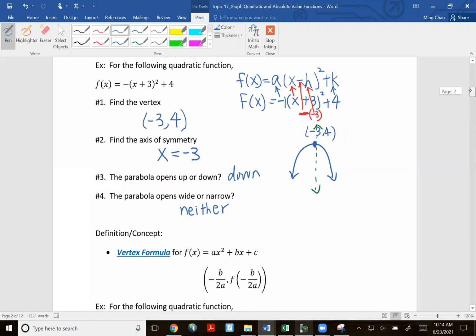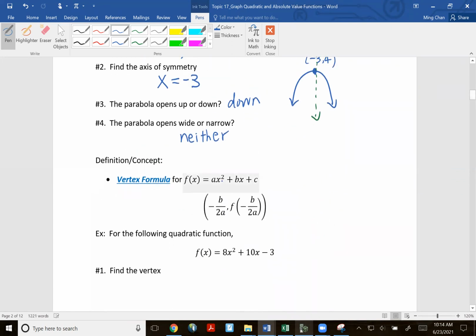So how do I find the vertex if my quadratic function is written in this form, ax squared plus bx plus c, the standard form? Well, this thing called the vertex formula is actually derived very similarly to how you complete the square. In Math 108, I don't talk too much about completing the square. That is actually something that has been moved away from.